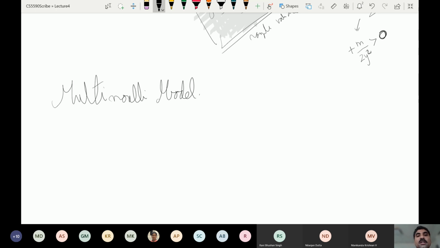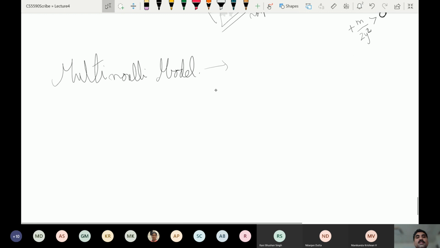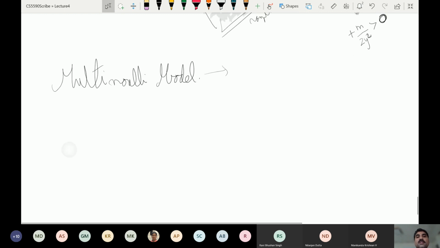Okay, a multinomial model is, think about it as die throwing. Bernoulli simulates the process of coin tossing, whereas multinomial simply generalizes this notion to the case of die throwing. Now, that's the only difference between these two models. So it's the set of all multinomial likelihood functions.